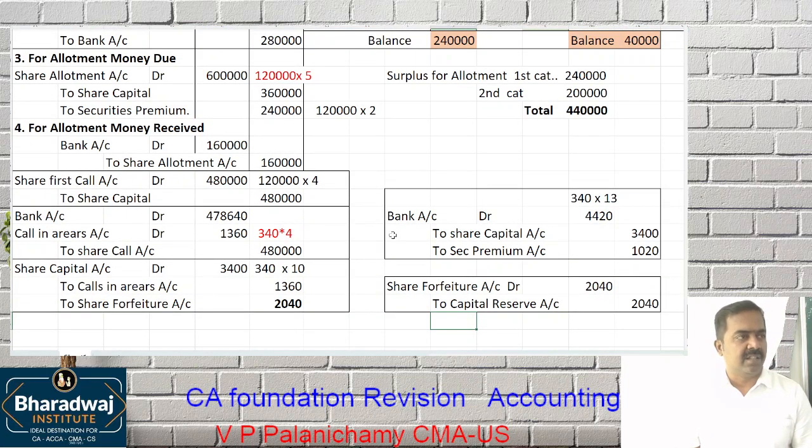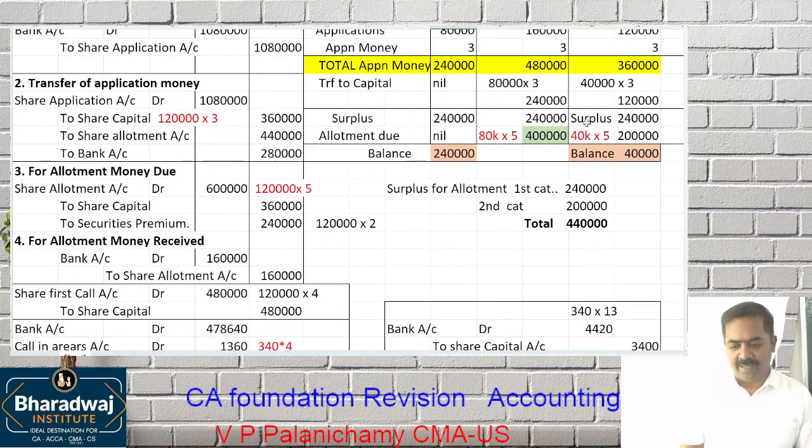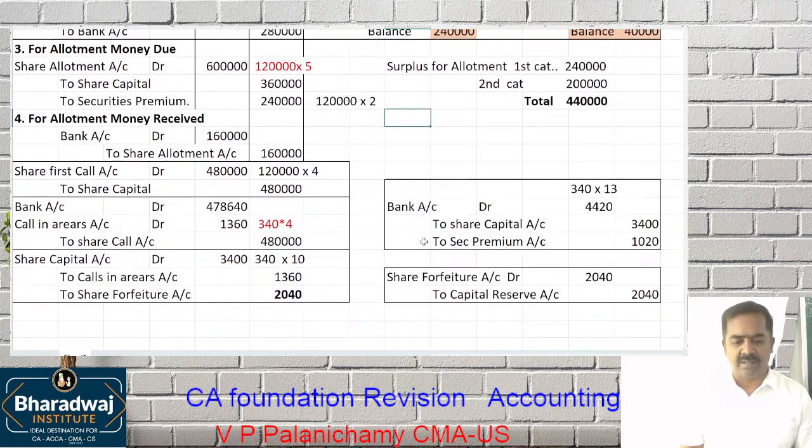What was difficult in the question? It is not difficult, we just make overlook mistakes. The surplus adjustment would have been the difficult one.